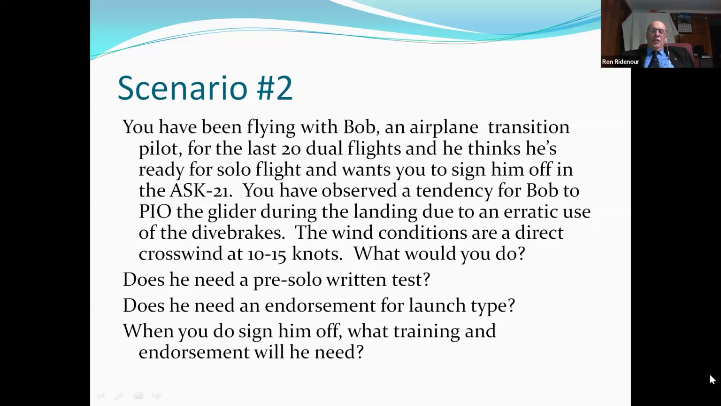Yeah, anytime that they are the sole manipulator of the controls or pilot in command, whether it's in solo flight or as a pilot, they have to have the launch endorsement under 61.31. So under what regulation are you going to sign this person off? And what training is required before you can actually make that endorsement? You're putting your certificate on the line. You're putting your signature on that line that says this person is qualified for soloing.